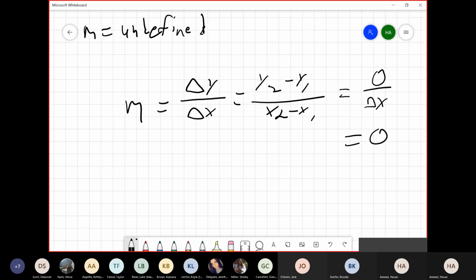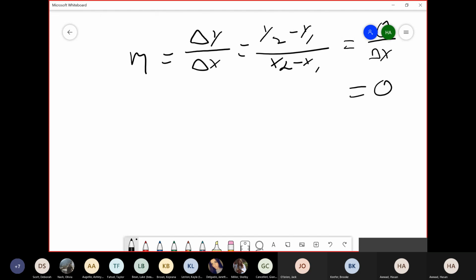For a vertical line, we know it's going to be similar. So I'll just write horizontal right there. For a vertical line, it's similar, but the difference is that the 0 is going to be on the bottom now, right? Because there's no change in x.